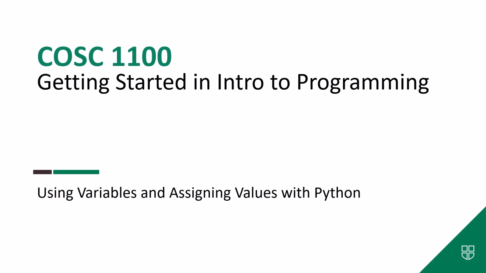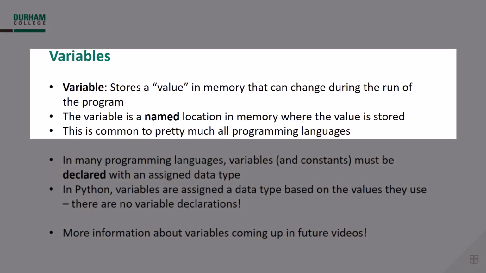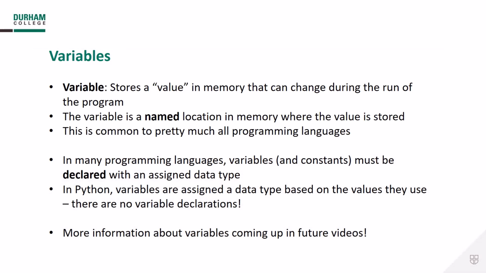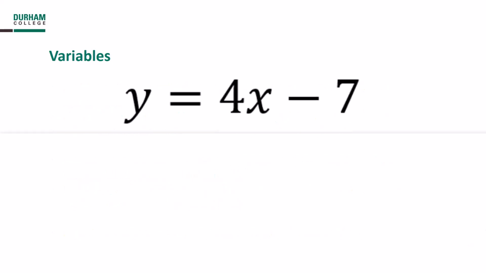But first, maybe we should loosely define what is a variable. A variable is something that exists in almost all programming languages, and it is something that stores a value in memory, and it can change during the run of the program. The variable is named, and that represents the location in memory where the value is stored. The name variable, you might be familiar from high school math classes, where we would say we have a variable named x, and that's kind of the same concept.